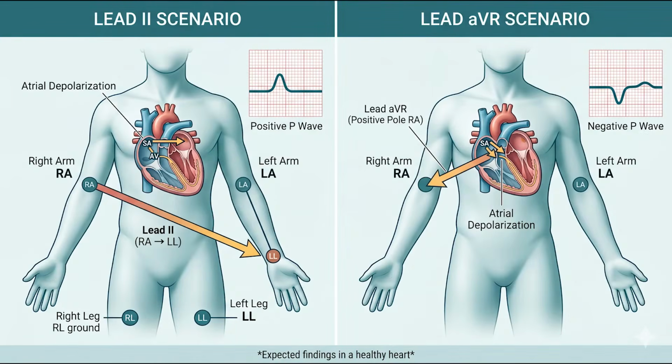Let's apply this. In lead 2, the lead's current flows from the right arm to the left leg. When the atria depolarize from the SA node toward the AV node, that current is parallel to lead 2, so the P wave is positive. However, in lead AVR, the positive pole is the right arm. Since atrial current is moving away from the right arm, the P wave in AVR will be negative or inverted. This is a normal, expected finding in a healthy heart.